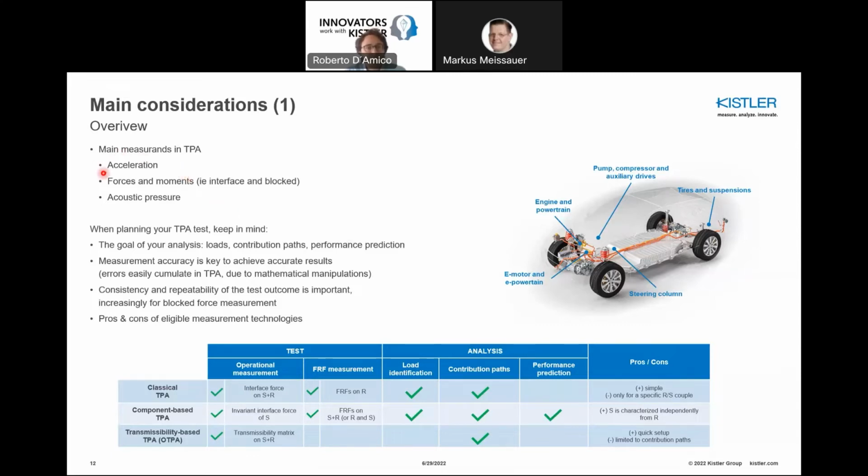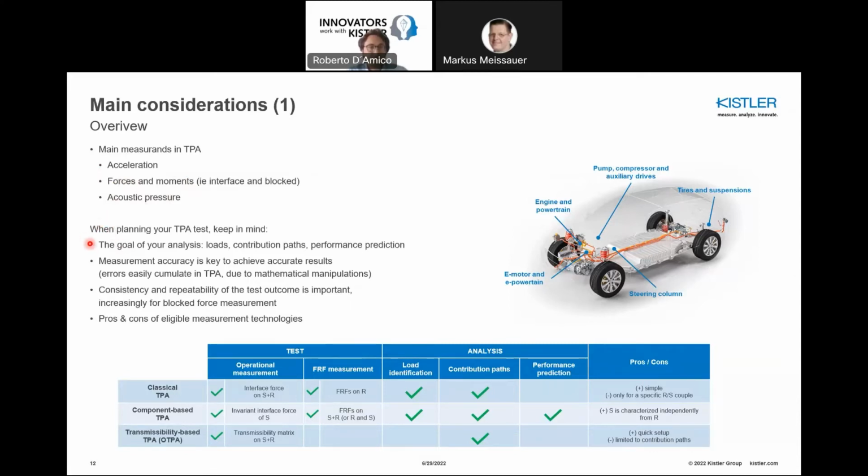Generally, you measure acceleration, forces, and moments. Like for example, in the case of the blocked force, we said it's very important. And of course, acoustic pressure, which is not going to be the topic of today, because Kistler mainly focuses on structural quantities. And of course, when planning your TPA test, there are a few things that I would suggest you keep in mind.